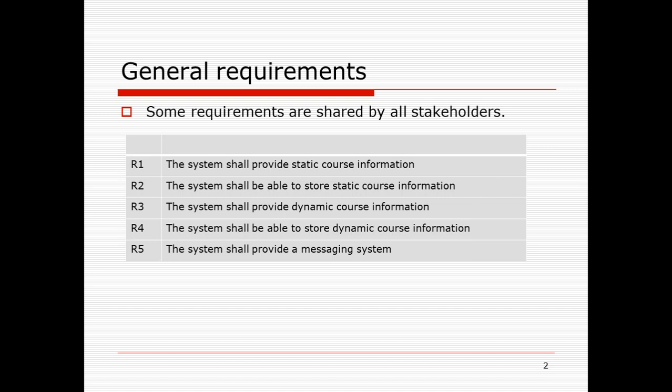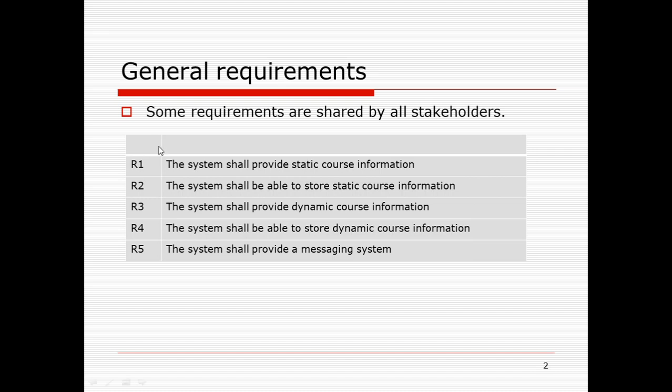Now, static course information and dynamic course information, you see these two. Why have I put it this way? Static course information means the course information that is not going to change in the semester. Dynamic course information is the information which changes frequently, like email messages, different news, or chatting messages in the chats. All these are dynamic course information.